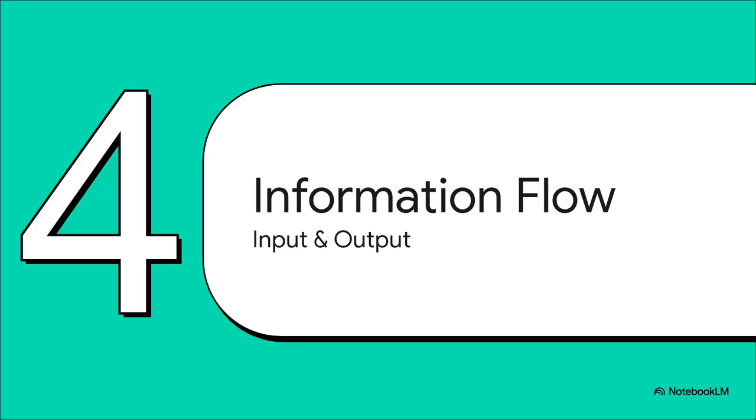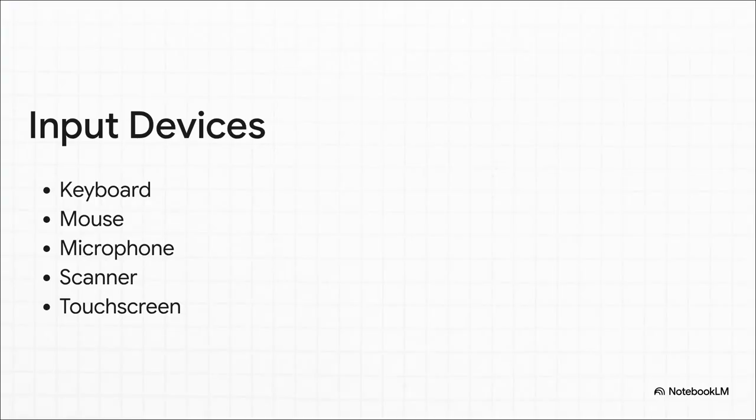Okay, so our digital office is almost complete. We've got the manager, we've got the desk, and we have the filing cabinet. But how do we actually give the office our instructions, and how does it show us what it's done? That's where input devices come into play. These are just the tools we use to talk to the computer: your keyboard, your mouse, that touch screen. These are how you give your orders.